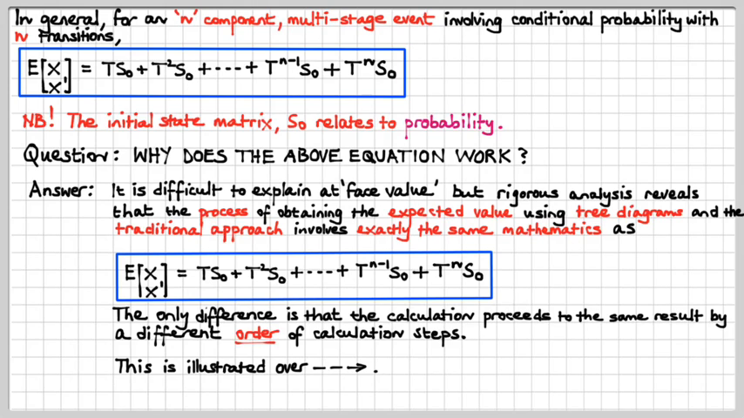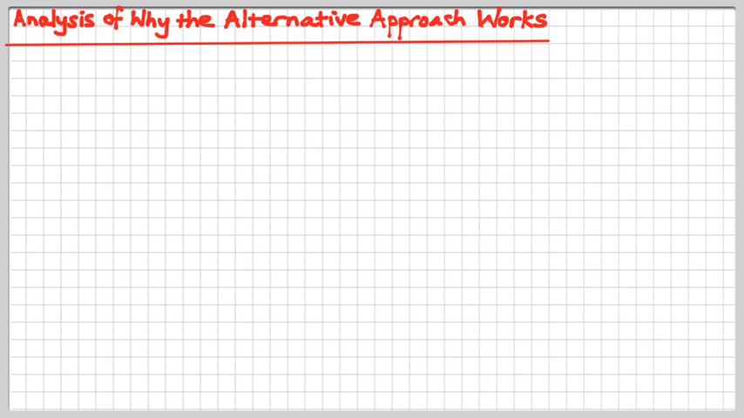All right, Wolfman, prove it. Go on, prove it. All right, I'm going to. This is illustrated over. So this is the analysis of why this alternative approach works, because it is not intuitive at all. I'm sure you'd agree.